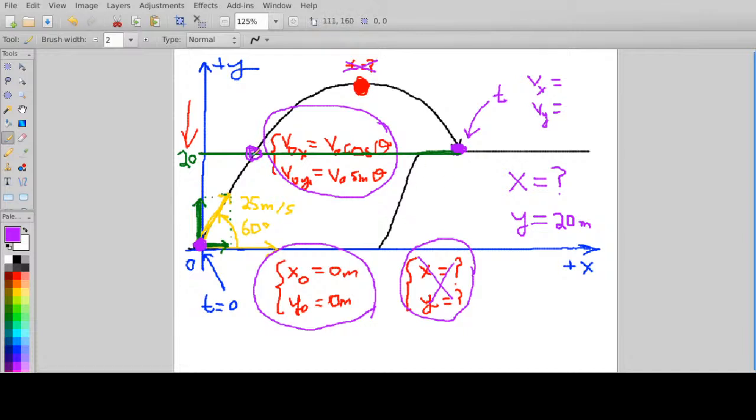And you know what? It gets to 20 meters twice. It gets to 20 meters here, and then goes above 20 meters, and then gets back to 20 meters there. And so it's at the 20-meter mark twice. Well, guess what? This is the 3.01 seconds, and this one is the 1.33 second mark. And so it passes the 20-meter mark the first time on the way up at 1.33 seconds, and it passes it again on the way down at 3.01 seconds.